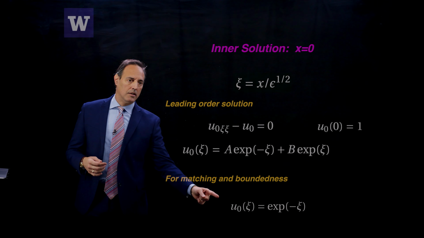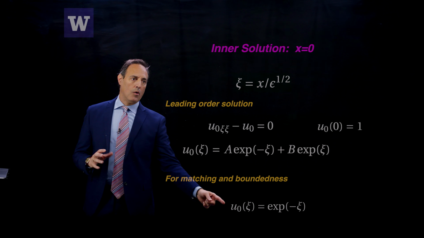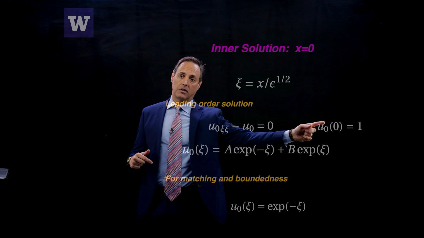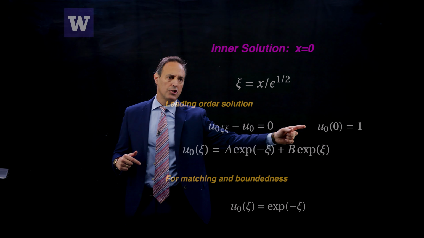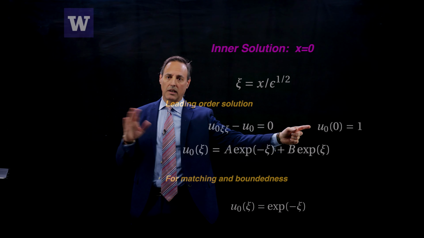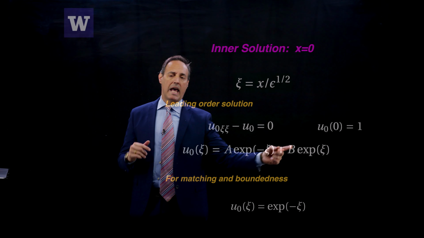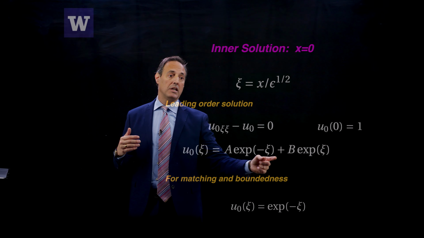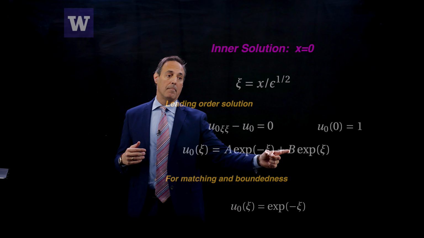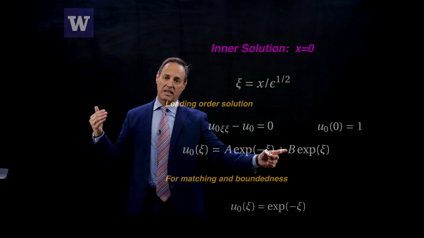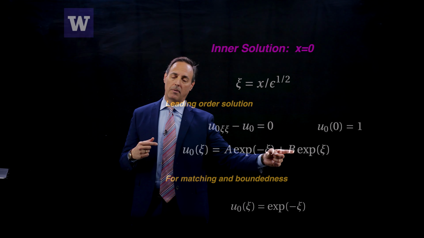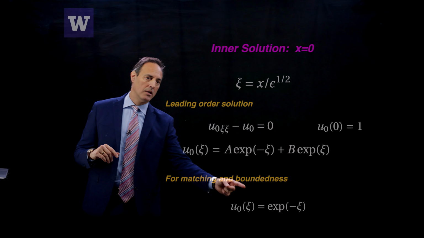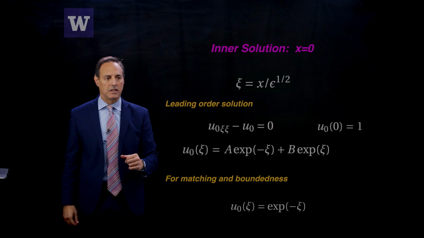By the way, before I get carried away, I want this inner solution to satisfy the boundary condition on the left, at x equals 0. Also, when I do the matching, I don't want things to blow up, which means I'm going to have to throw away that b term there. That b is going to have to be 0, because I'm going to take c to infinity, and this will blow up on me. So I'll take b equals 0, and I'll make it satisfy the left boundary condition. So a is going to be 1, and this is your solution there, e to the minus c.